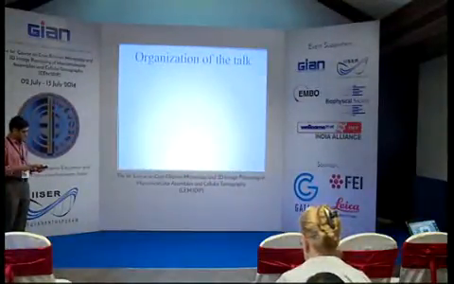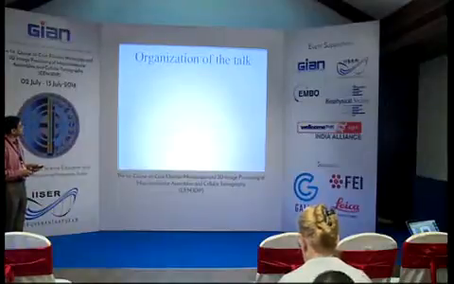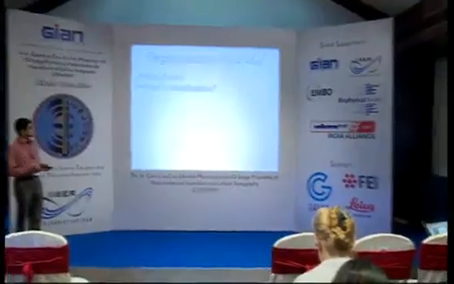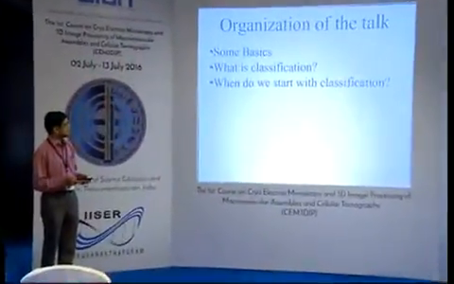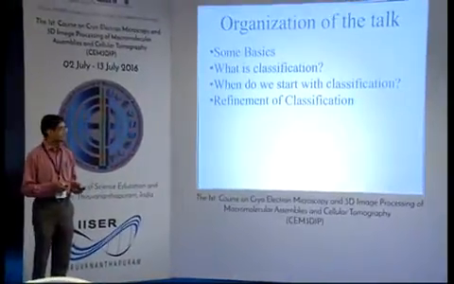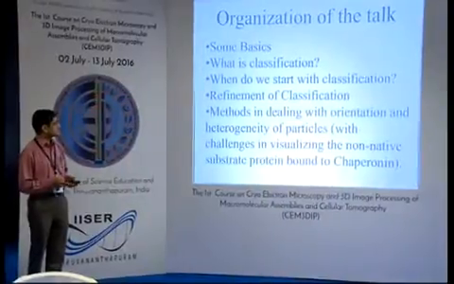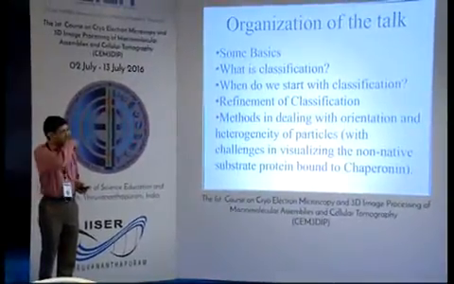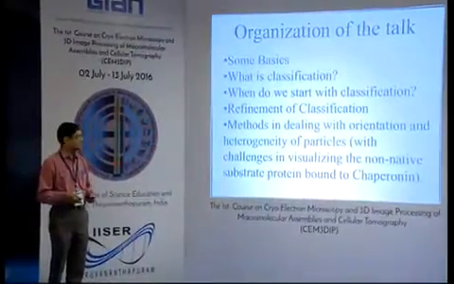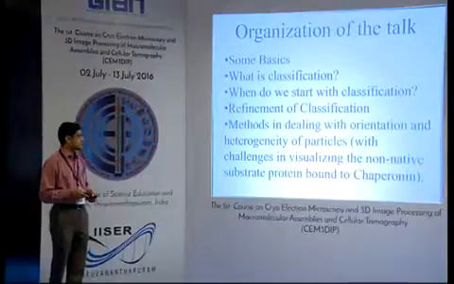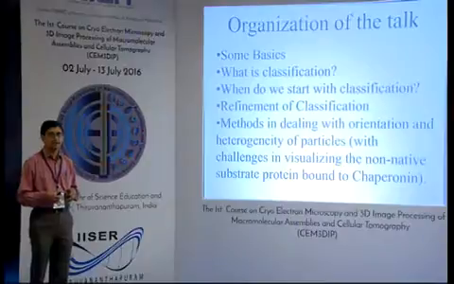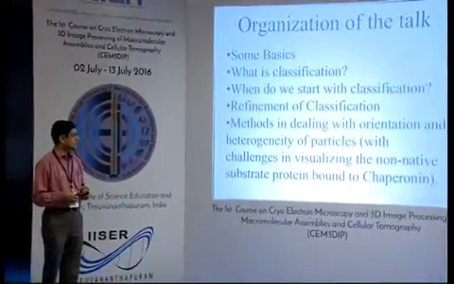So the talk is organized in various parts. First I will be talking about some basics regarding classification. What do you mean by classification? When do we really start the classification? Can we do the classification in the beginning itself without alignment? Refinement of classification, and how do we deal with orientation and heterogeneity of particles, with challenges in visualizing non-native protein, in particular the project in which I worked, bound to chaperonin.